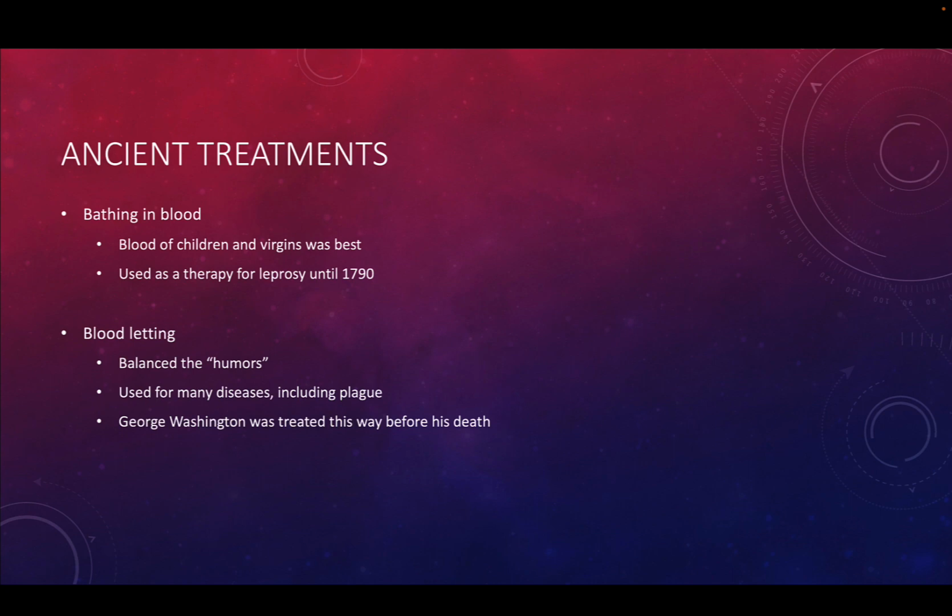Speaking of blood, you could bathe in it, or you could have some of yours removed if your blood is bad or your blood is unbalanced. The fluids in the body, they called them humors. And so if your humors, like your blood and your bile, were unbalanced, you could have some of your blood removed in order to get rid of the badness. They didn't know it was infection, they just thought it was bad blood. So this could be accomplished in a few different ways.